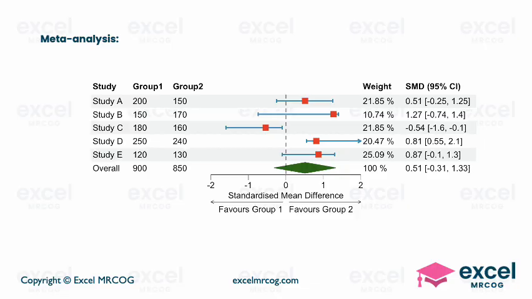The center of the diamond shows the pooled SMD, which is here 0.51, but the width of the diamond, and you can see in the brackets here as well, is crossing from minus 0.31. It crossed 0 here. In SMD it crossed 0. So the result is not statistically significant, meaning the meta-analysis does not show clear evidence that one group is truly better than the other.